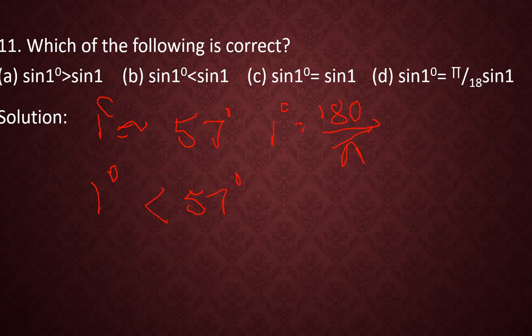On both sides, if I add sine here, sine 1 degree is less than sine 57 degree. But 57 degree is nothing but 1 radian, which implies sine 1 degree is less than sine 1 radian. So sine 1 degree is less than sine 1. So that is the option B.